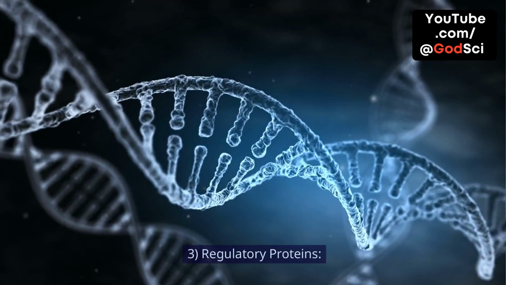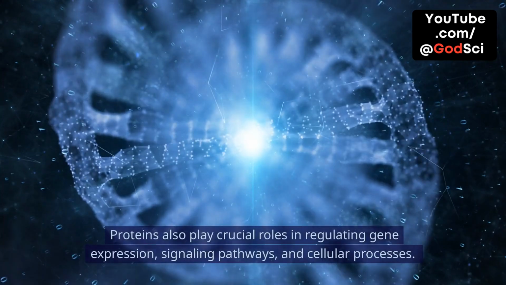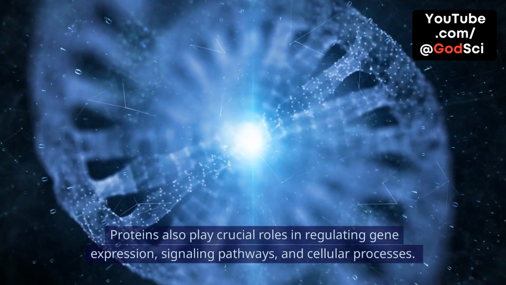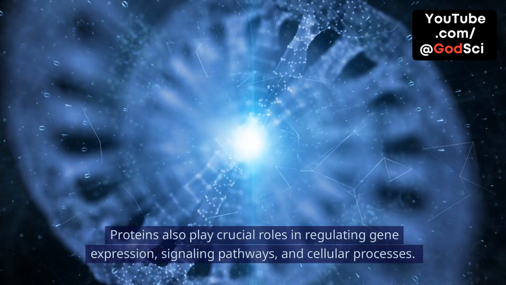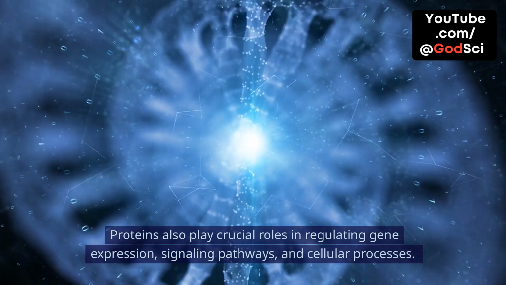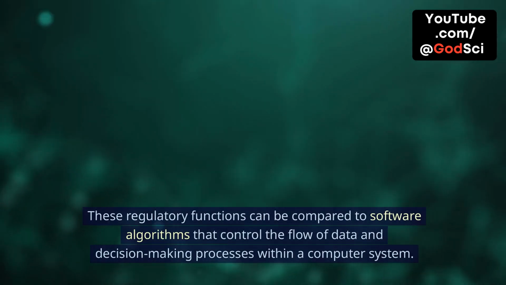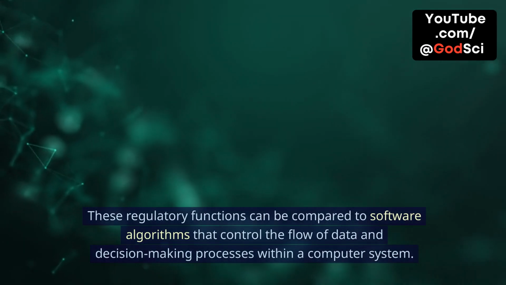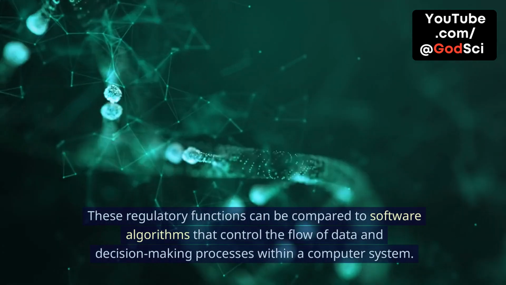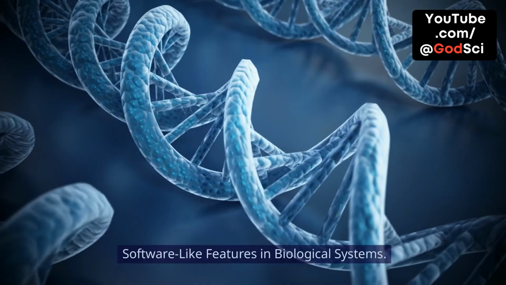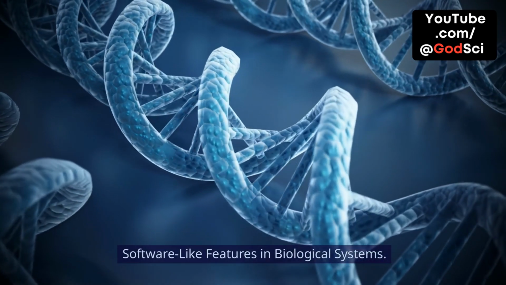3. Regulatory proteins. Proteins also play crucial roles in regulating gene expression, signaling pathways, and cellular processes. These regulatory functions can be compared to software algorithms that control the flow of data and decision-making processes within a computer system. Software-like features in biological systems.